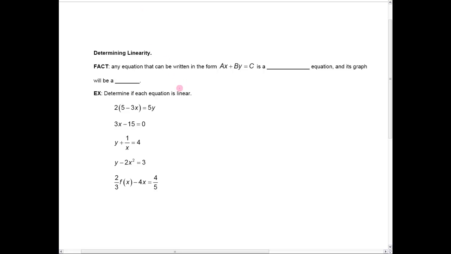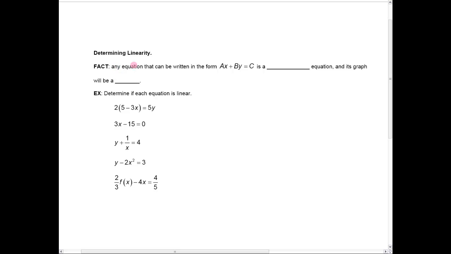Hello everyone, and welcome to this short session on determining linearity. In other words, how can I look at an equation and just automatically determine that it's going to be a linear equation? In other words, when I graph it, it'll be a line.